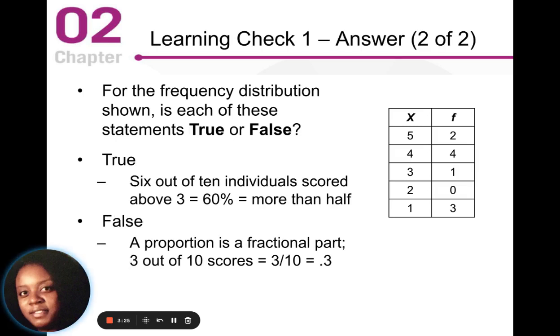The correct answer for the first is true. There are 6 out of 10 individuals who scored above 3, and that would be 60%, which is more than half of the people who participated. You can see that just by looking at the f scores that were above 3, 4 and 2. So you got 6 out of 10. For the second question, it is false. A proportion is a fractional part, so 3 out of 10 scores would be 0.3.